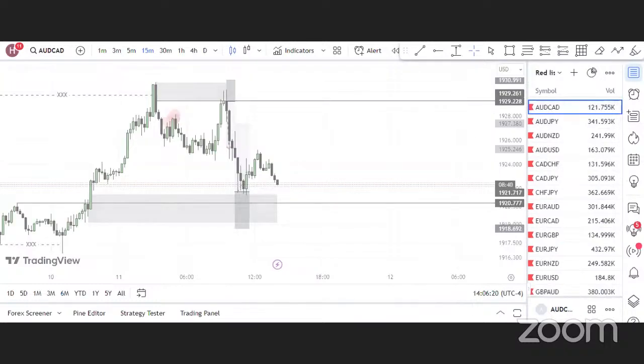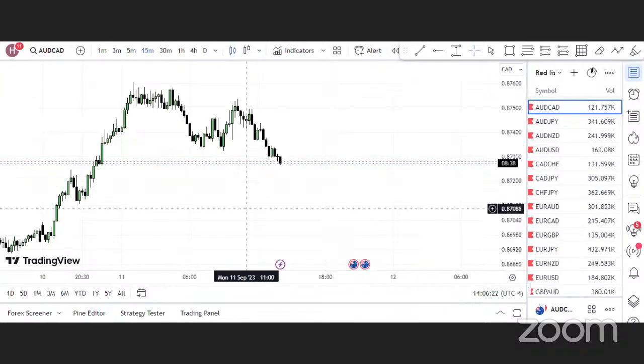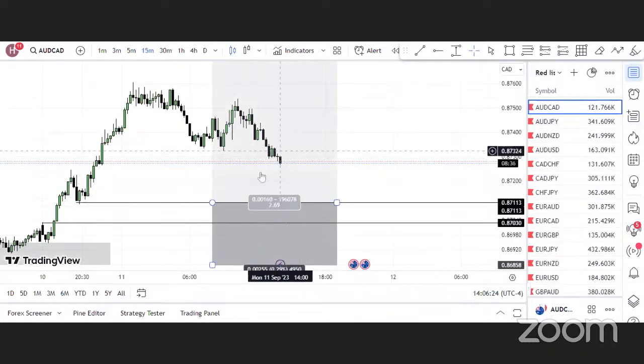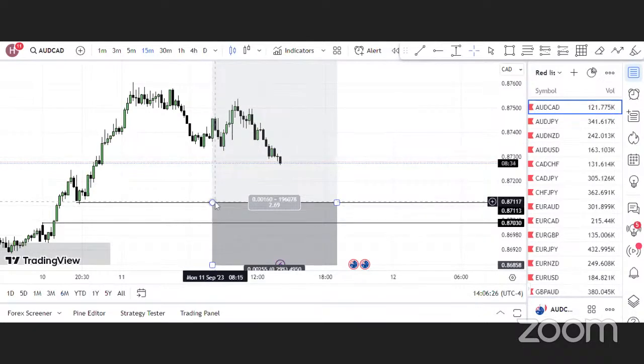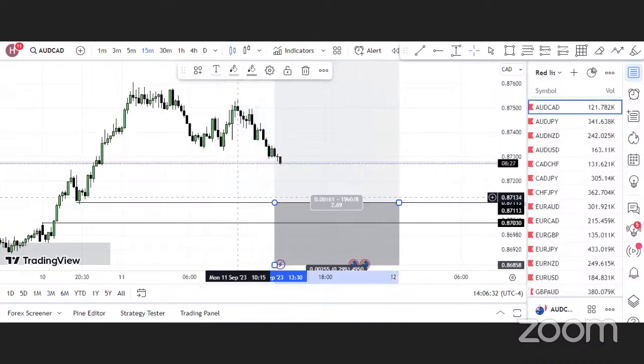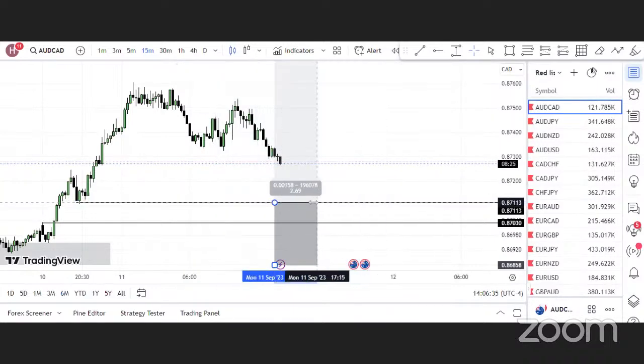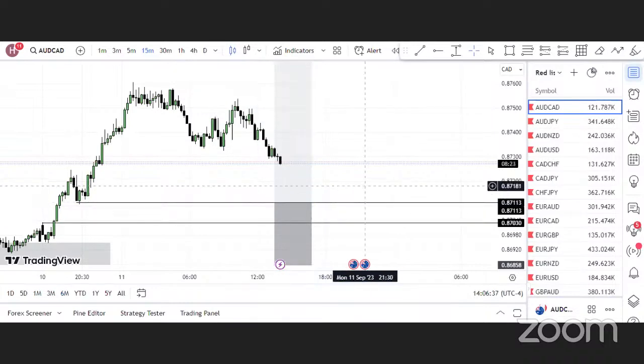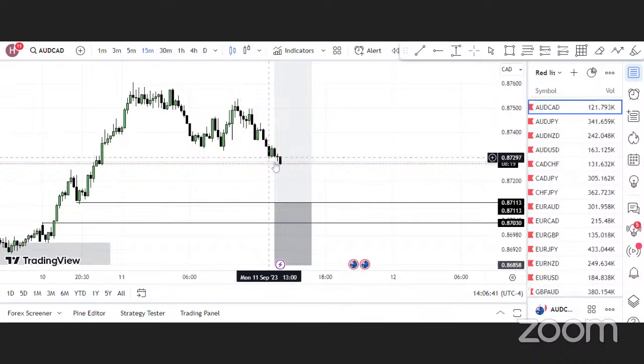Okay, so this is another one here, and on this, I actually gave this on the afternoon session. I gave this to the free group, to the free community, and it's already heading towards our entry point. It's going to get triggered around this area. Okay, and then we have our stop loss around here.